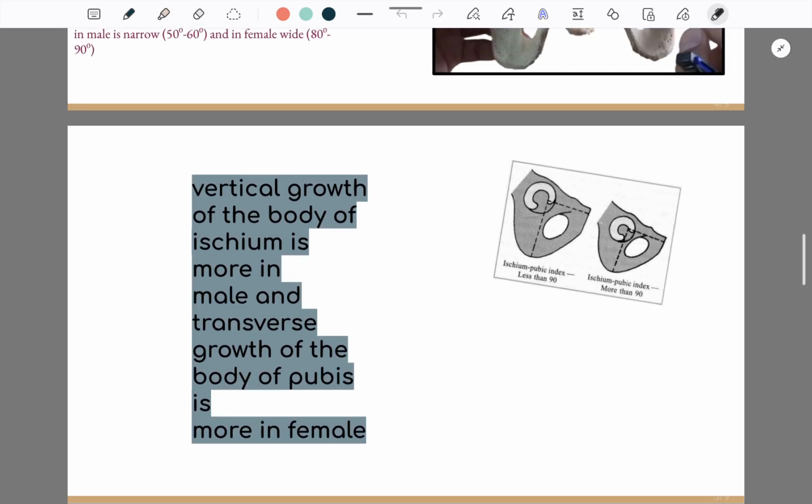Next, vertical growth of the body of the ischium is more in male, and transverse growth of the pubis is more in female. This is the ischium. Vertical growth of the ischium is more in male, but the transverse growth of the pubis is more in female.